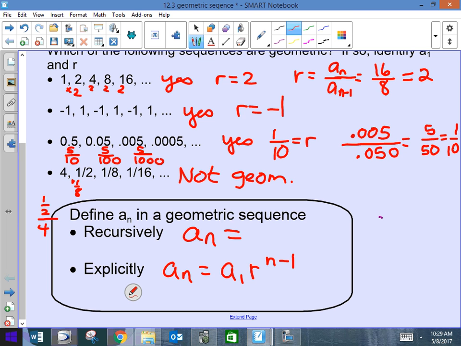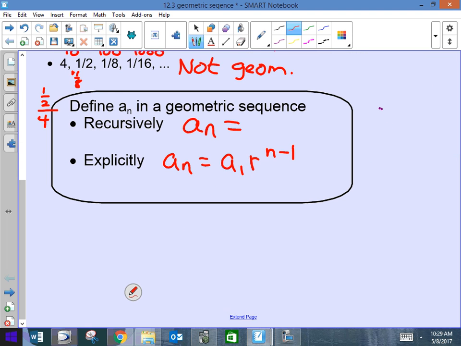Okay, who can give me the recursive one? Lydia? R times the term that comes before it. You mean A sub n minus 1? Yeah, okay, that's it. A sub n minus 1 times R. Yes. Very good. That's the preceding term of A sub n.